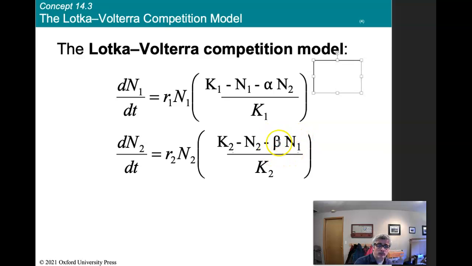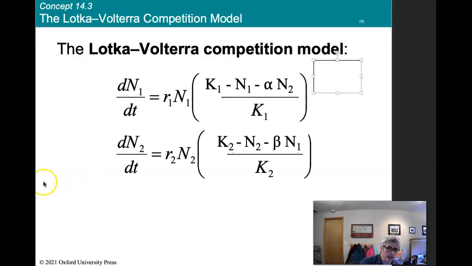However, their beta is 0.5. We'd have 100 minus 50 minus 50. We'd be at carrying capacity in that example. So it's one way of thinking about the interaction between these two things. And keep in mind, alpha is for species 2 and beta is for species 1.